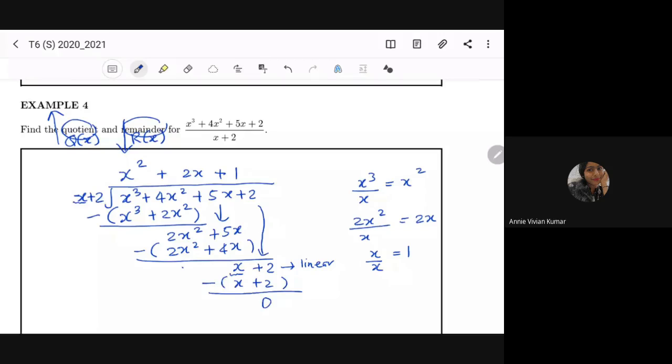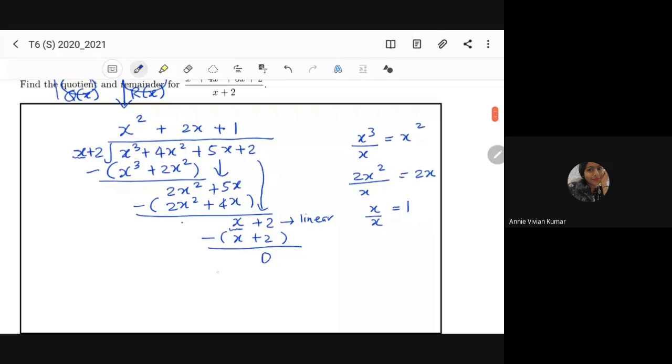Okay. For this case, for 0 remainder, we can say that the polynomial is exactly divisible by the divisor. Okay. Tak ada remainder, tak ada baki langsung. So exactly divisible. Boleh dibahagi secara tepat.